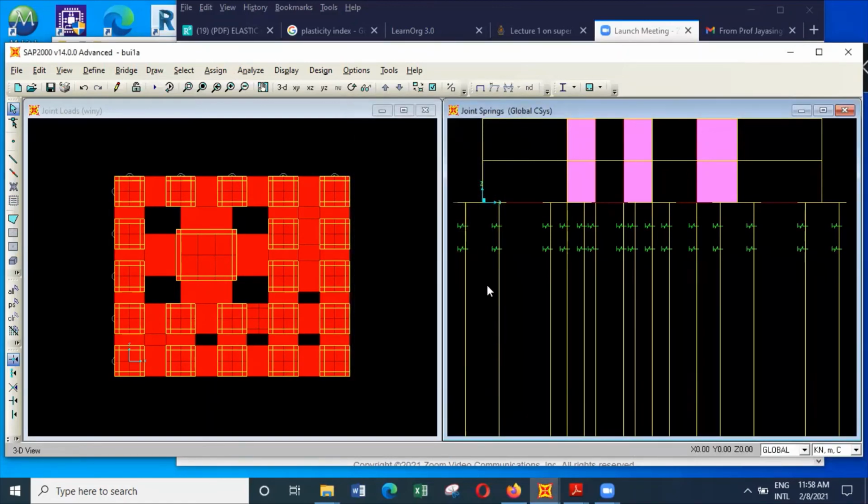So similarly, I can apply the spring constants for all these different layers. And then it will be possible for me to represent the soil stiffness as a series of springs and then see what type of bending moment would be transferred onto the piles as well. So that's how you will model the soil.